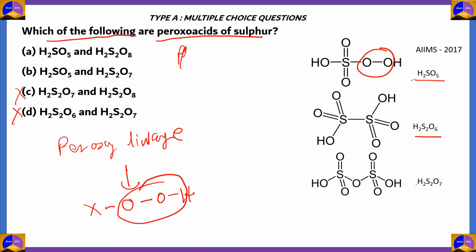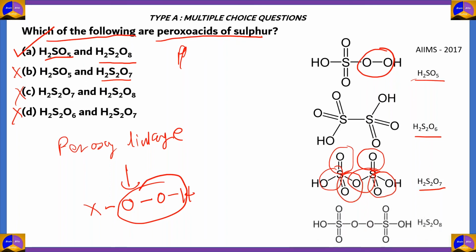Now, H2S2O7. This is known as disulfuric acid. Again, as you can see, all of these oxygen atoms are directly bound to sulfur. Even the one that's in the middle is directly bound to both the sulfurs. So therefore, there is no peroxy linkage here. So since H2S2O7 does not have peroxy linkage, we can also eliminate option B because it has H2S2O7. So therefore, the right answer is option A, H2SO5, Caro's acid, and H2S2O8, which is peroxydisulfuric acid.